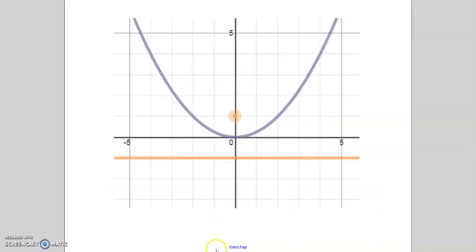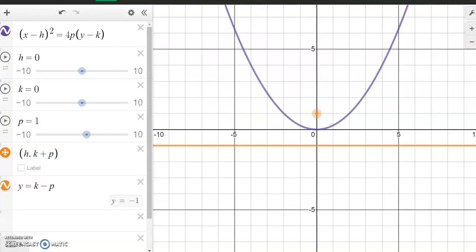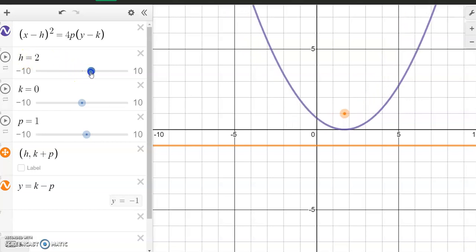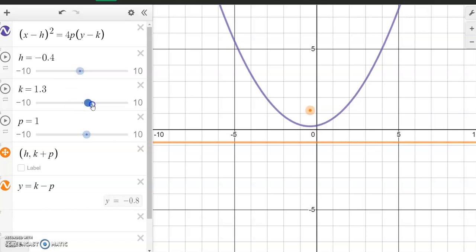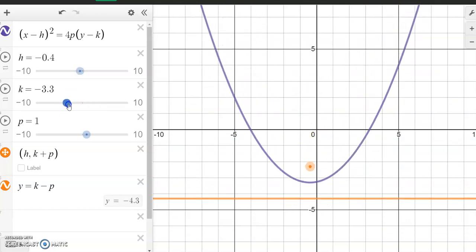So let's take a look at how this works with the equation. You can see on Desmos here, I've got this equation like so. Hopefully you know that the values of h and k will move the vertex. h will move the vertex left and right. k will move the vertex up and down, which moves everything up and down.